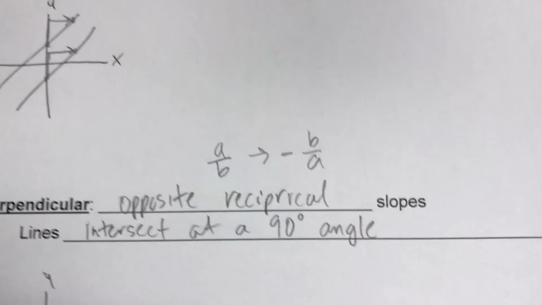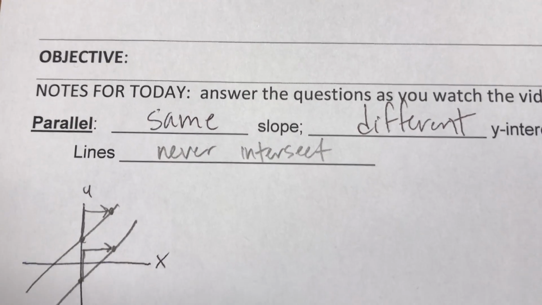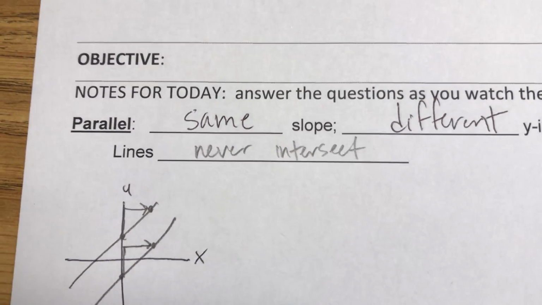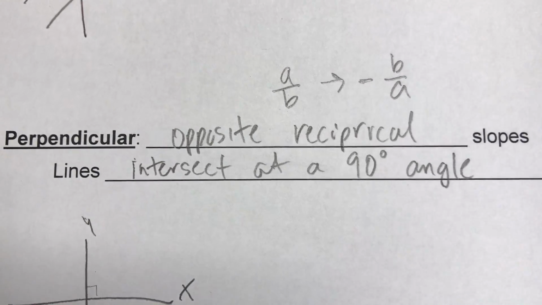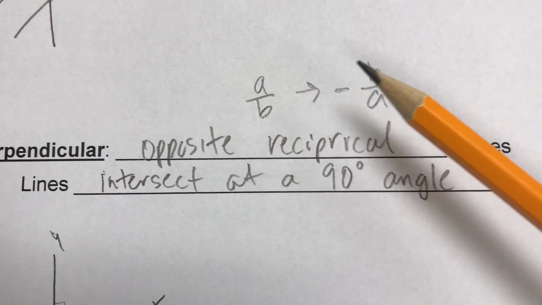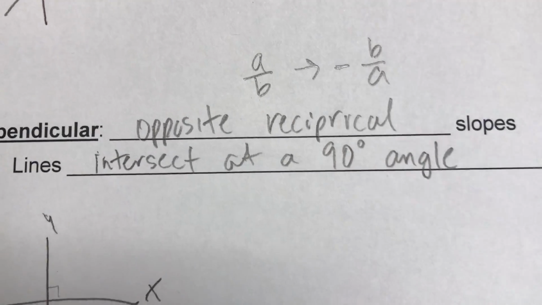That's what gives you perpendicular lines. So parallel lines have the same exact slope. That's why they never touch, because they're slanting the same way. Perpendicular lines have opposite reciprocal slopes where we flip the numbers and change the sign, and that's why they cross at exactly a 90-degree angle.